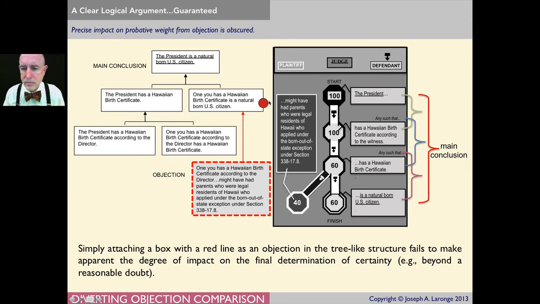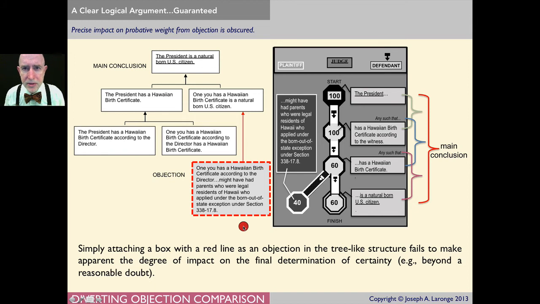So here, just as an example, is another format of the logic bridge, the stepping stone format, and here you can see the 3 premises. The president has a Hawaiian birth certificate according to the witness. Any such that has a Hawaiian birth certificate according to the witness has a Hawaiian birth certificate, and any such that has a Hawaiian birth certificate is a natural-born U.S. citizen. Here you can see how the objection actually happens.